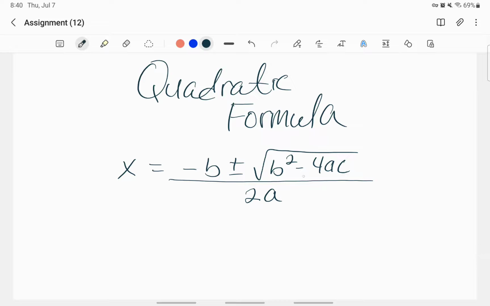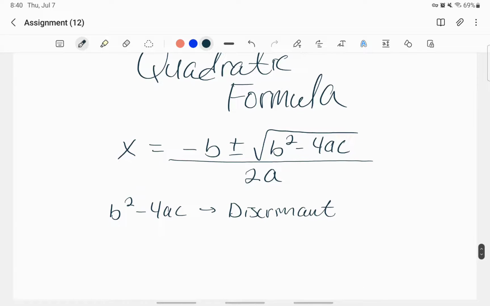Now, inside of the radical, the b squared minus 4ac, we call that the discriminant. And the discriminant lets you know what kind of solutions you will have, real solutions or complex solutions.